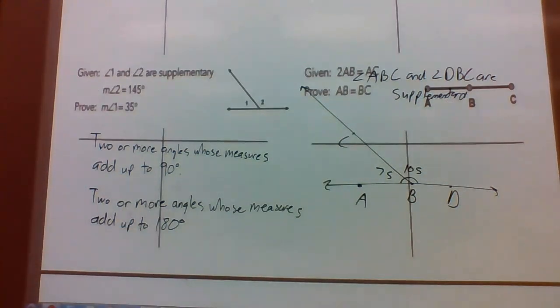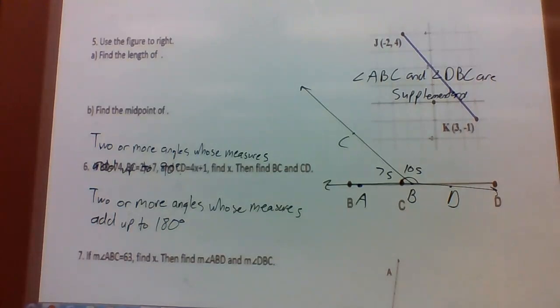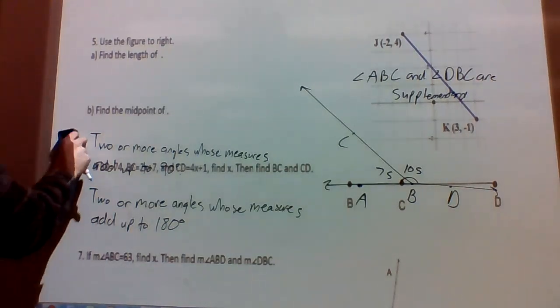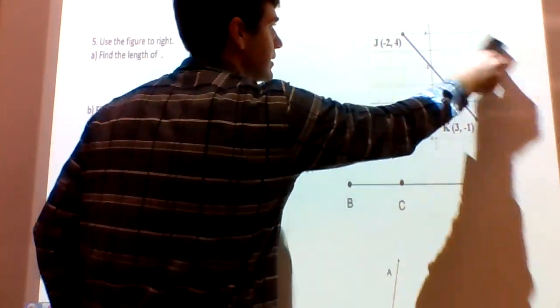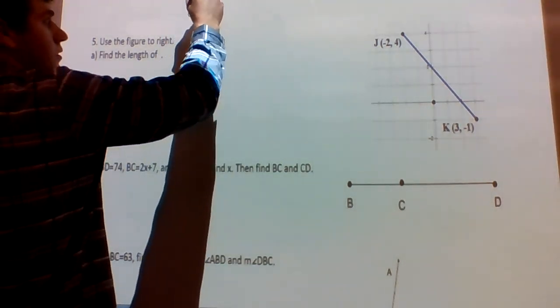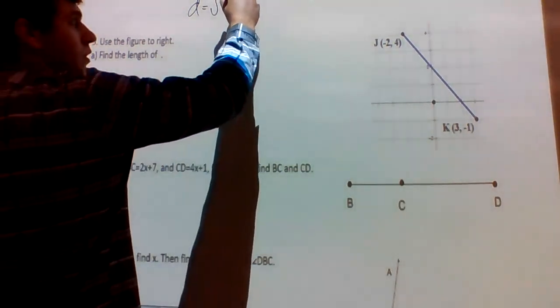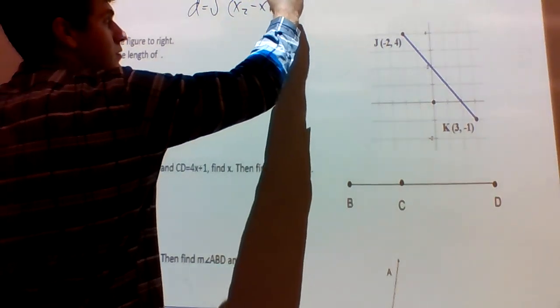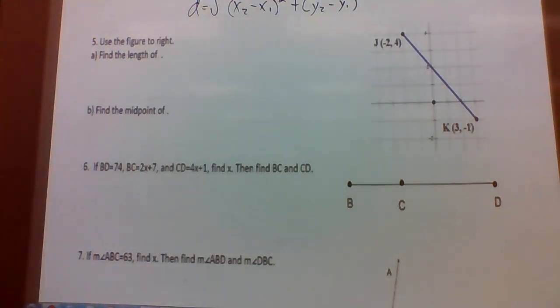Maybe I'll get through and do a different video for each unit. Okay, number 4 here. Find the distance between 2 points. So we have to remember the distance formula. We want to find the distance between points (7, 5) and (9, -1). The distance formula is the square root of x2 minus x1 squared plus y2 minus y1 squared. The difference in the x values squared plus the difference in the y values squared.